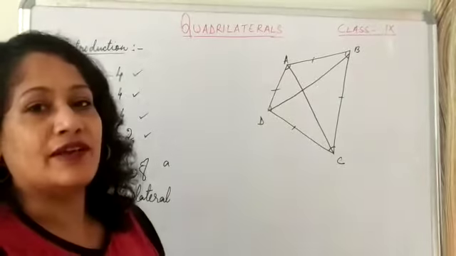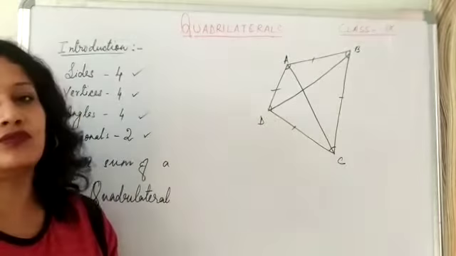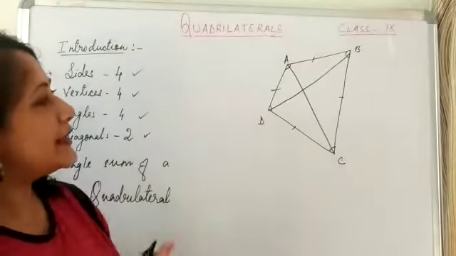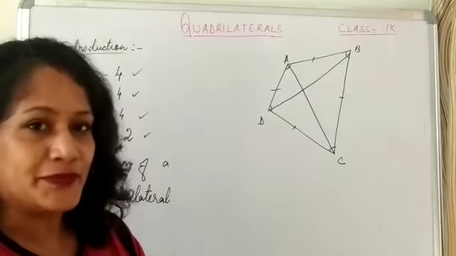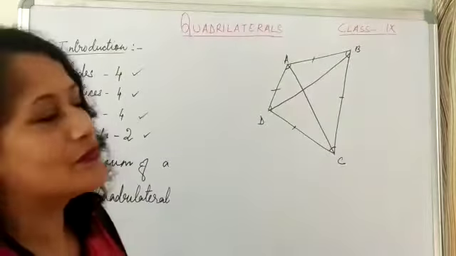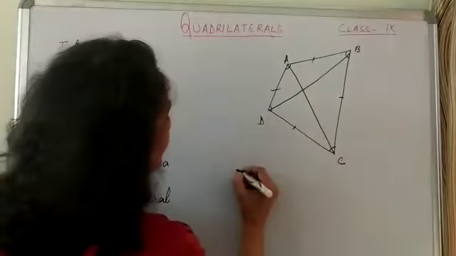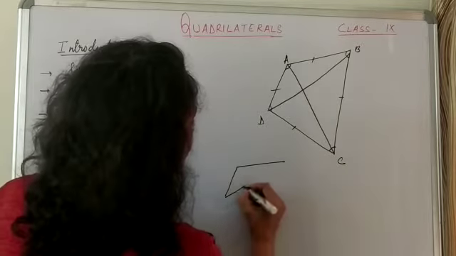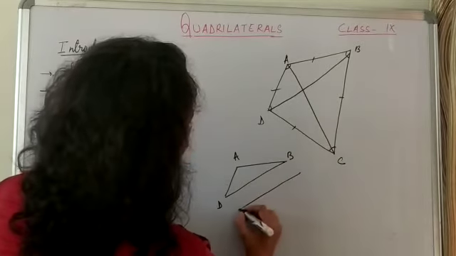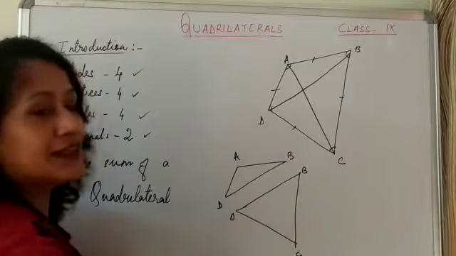Now, the angle sum of a quadrilateral. Is it fixed? What is the measure of the sum of the 4 angles of a quadrilateral? Students, you know from your previous class, the angle sum of a triangle is 180 degrees. Now, let's divide this quadrilateral into 2 triangles, A, B, D, and B, C, D. I'm drawing these 2 triangles here. This is our triangle ABD, and this is our BCD. Fine?